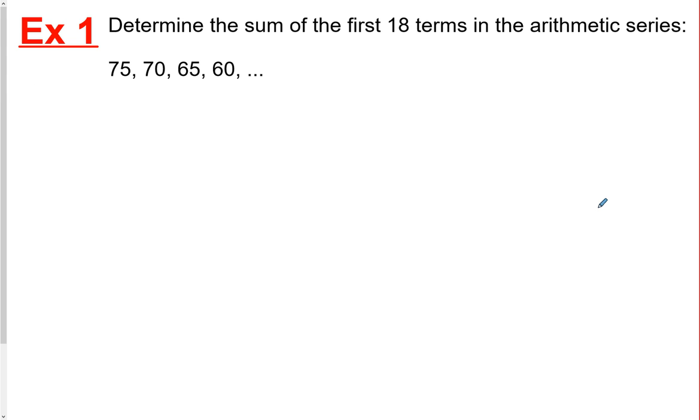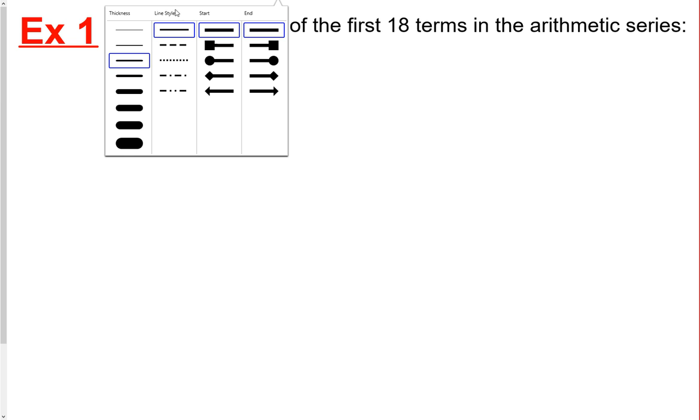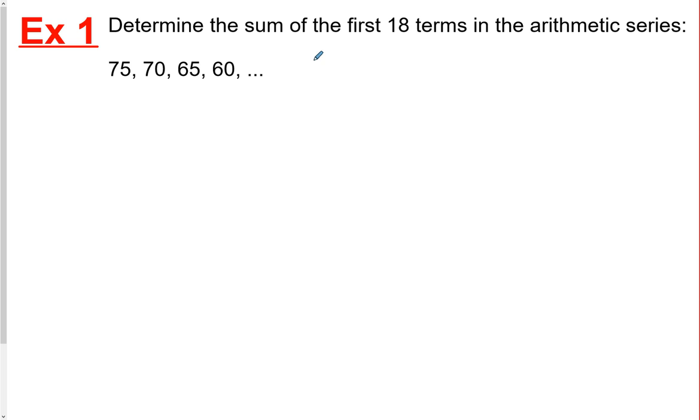So I've told you that it's arithmetic, but you probably could have figured it out, right? By looking at it and saying, oh, there's a common difference. Each time it's going down by 5. So my first term is going to be 75. My common difference is -5. It's also probably useful to say I'm looking at the first 18 terms. So n is going to be 18.